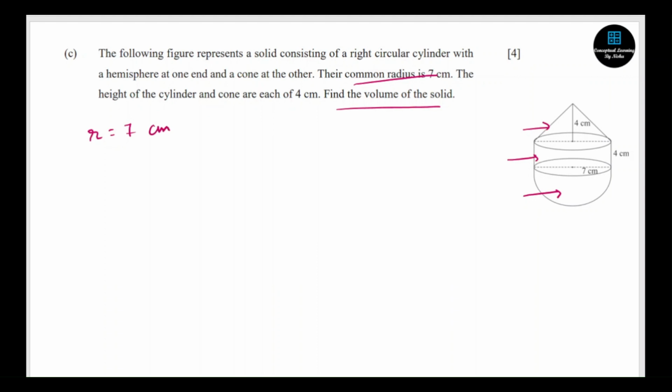Read the question carefully. They have given everything. Now the height of cone and cylinder is also the same. See, they haven't made it so complicated. It is very easy. They have given the same value for height, radius and all. So it is a very simple question. Now the volume of solid is, write the proper statement first: volume of cone plus volume of cylinder plus volume of hemisphere.